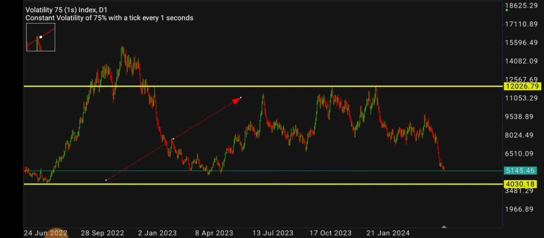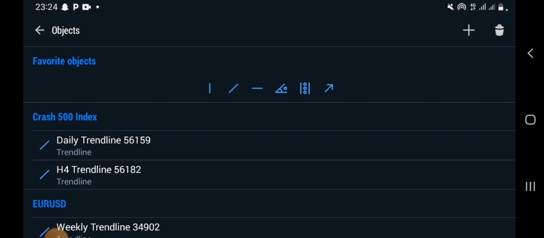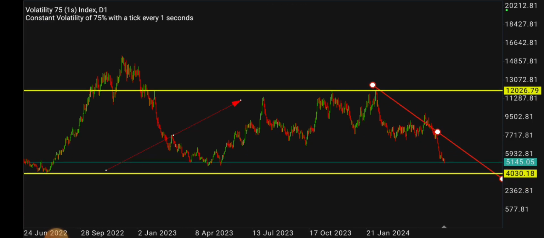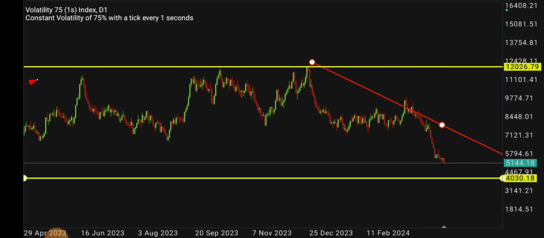So I'm going to, of course, draw my trend line too, because I work with trend lines as well. If you look at the daily time frame, you know that the market is actually on a downtrend. You see, the market is on a downtrend. Let me zoom up a little bit.